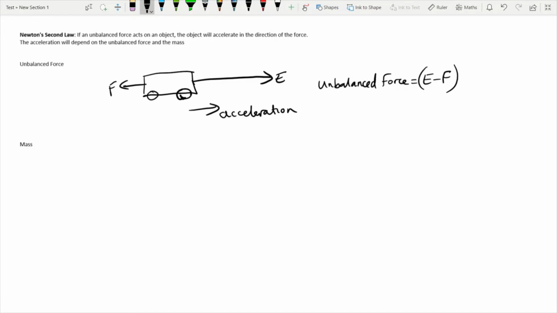And obviously, if you put a bigger engine force, if you push something with a bigger force, it will have a bigger acceleration. So bigger unbalanced force will give you a bigger acceleration. Okay, so that's how the unbalanced force affects the acceleration.